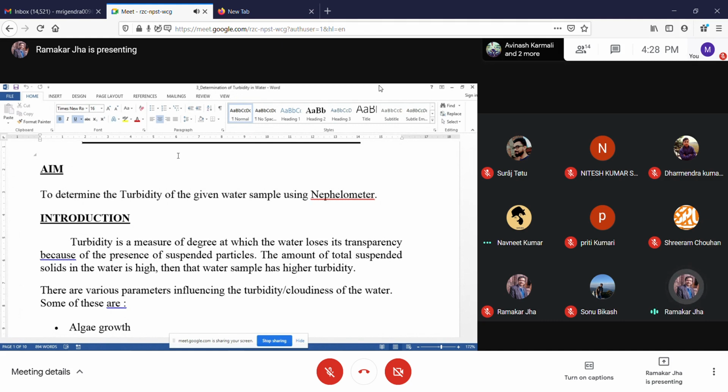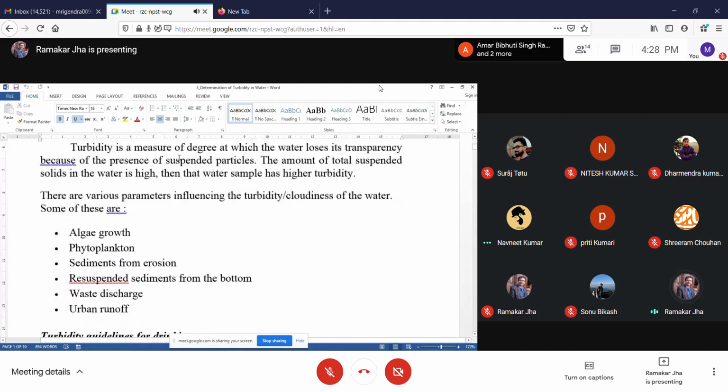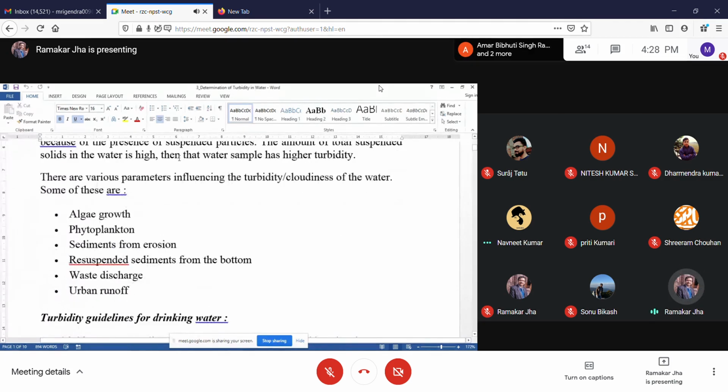There are various parameters influencing the turbidity, cloudiness of the water. Other parameters. क्योंकि कोल्ड ड्रिंक में तो नहीं होता सस्पेंडेड सॉलिड्स, बट कोल्ड ड्रिंक इज ऑल्सो नॉट विजिबल, नॉट ट्रांसपेरेंट. Some of these are algae growth, जलकुंभी, फाइटोप्लैंक्टन, पानी के अंदर जो छोटे छोटे पौधे होते हैं, घास होते हैं, और स्पेशली समुद्र में तो बहुत ज्यादा होते हैं.